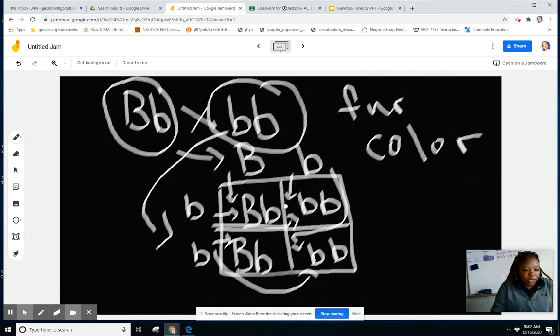Now we're looking at the offspring. Now we got to read this. Big B, little b is going to be dominant or recessive. If you said dominant, you are correct. So this genotype is big B, little b, but the phenotype, since it reads dominant, is going to be black. So it's going to be black fur. So this particular offspring is going to have black fur. Little b is dominant or recessive?